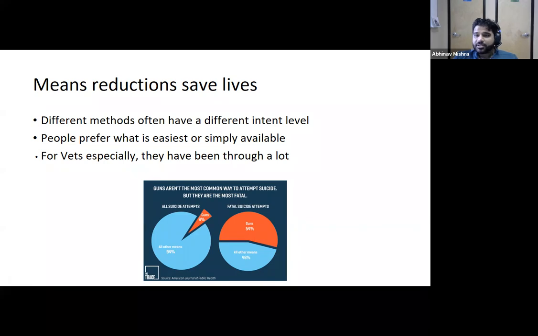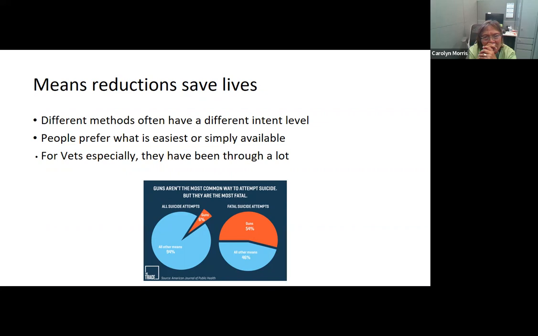People often prefer what is easiest or simply available. One example that I will give is that in the 1990s in Sri Lanka, there was a drought. And a lot of farmers had access to very lethal pesticides. And their accessibility was one of the main ways that they were killing themselves. So in response, the government restricted these lethal pesticides so the farmers could not get their hands on them, and the suicide rate went down. That's very important for us to understand.